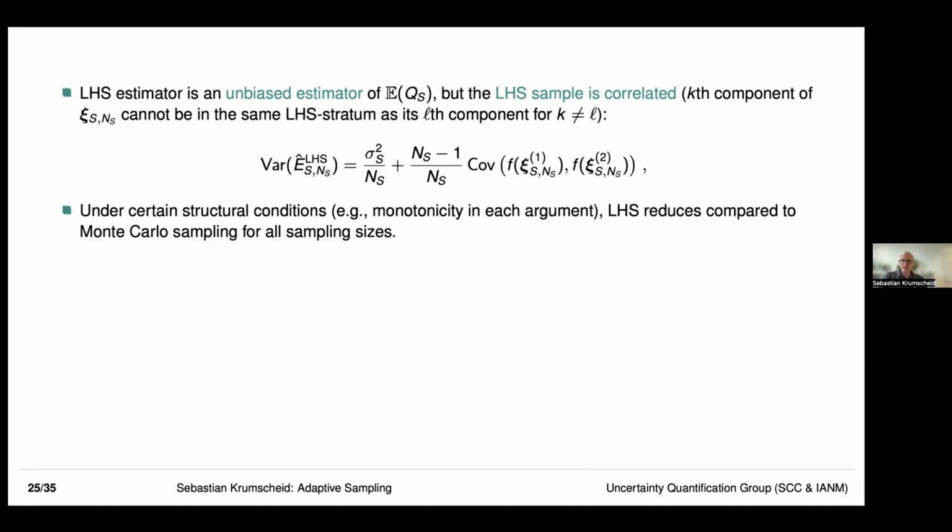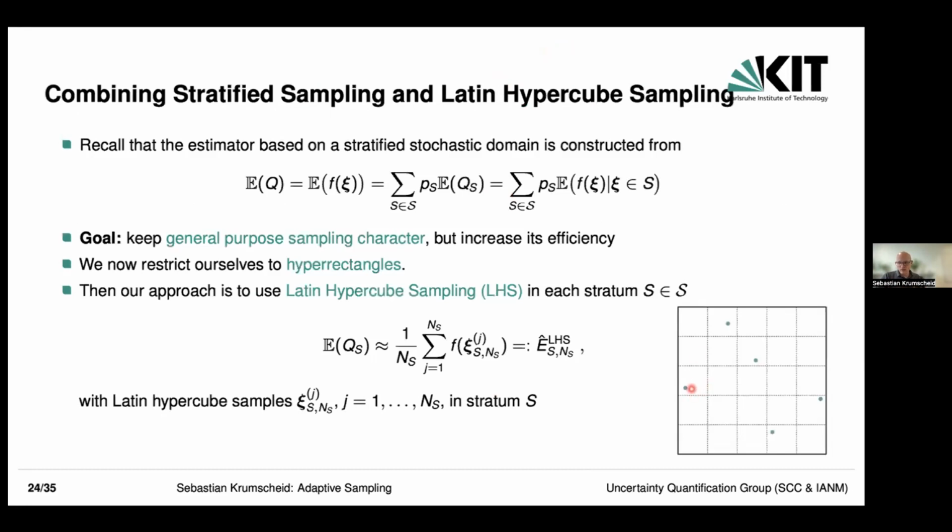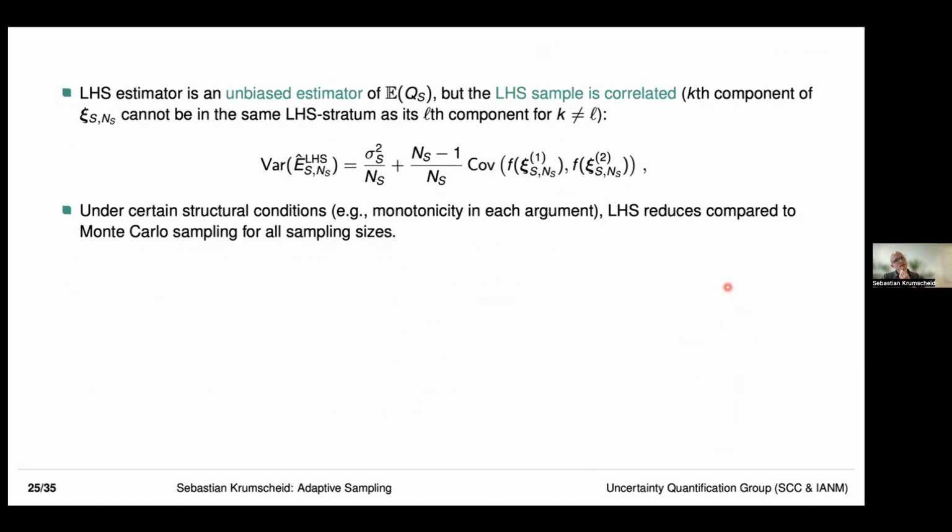It's an unbiased estimator, so that's good. However, the Latin Hypercube samples are correlated in the sense that, in order to satisfy the Sudoku-like structure, the samples cannot be independent. Right?